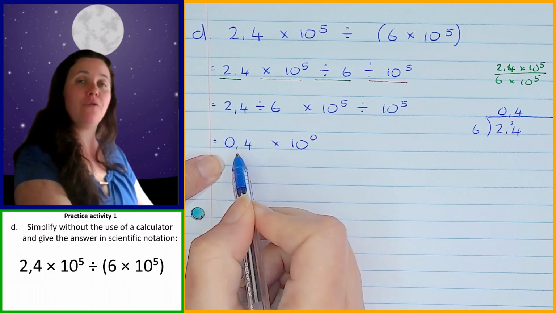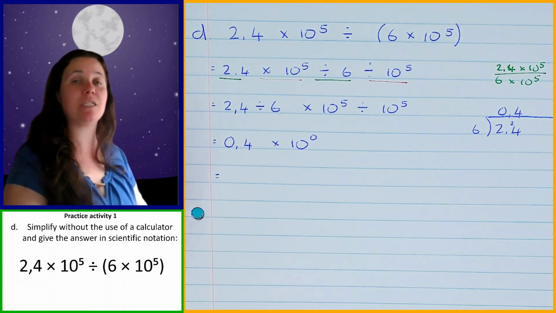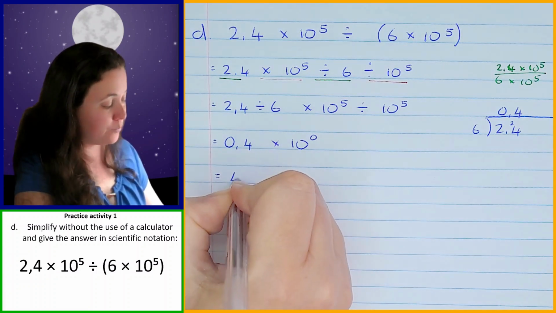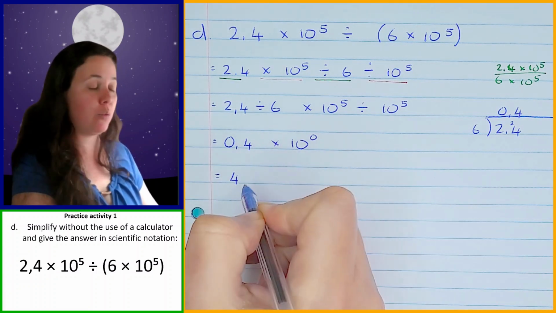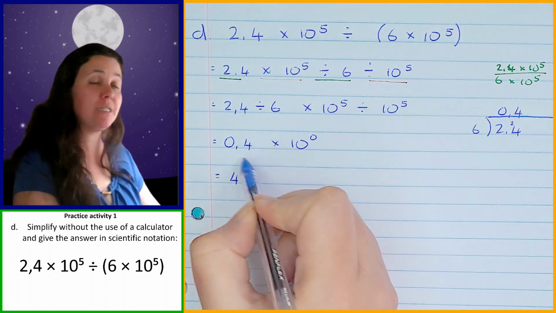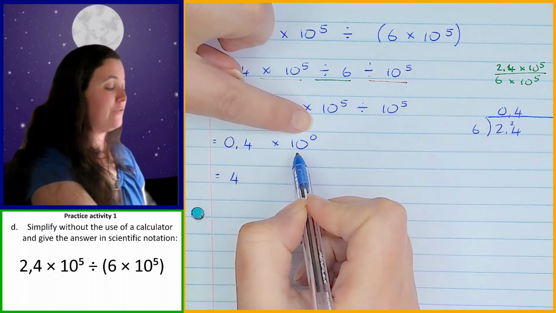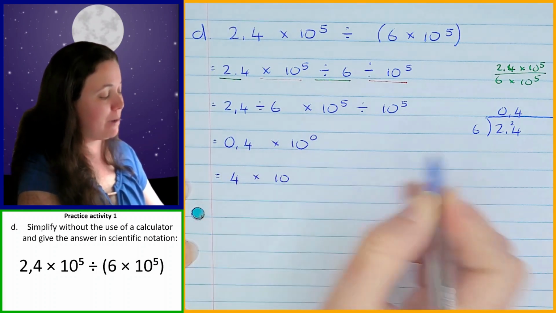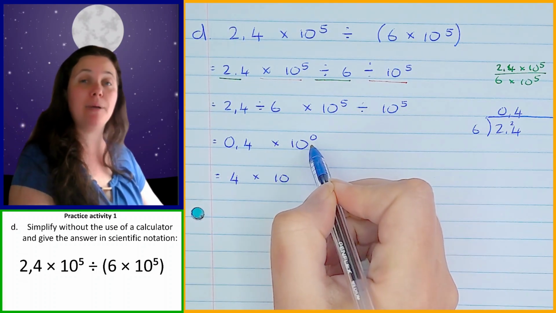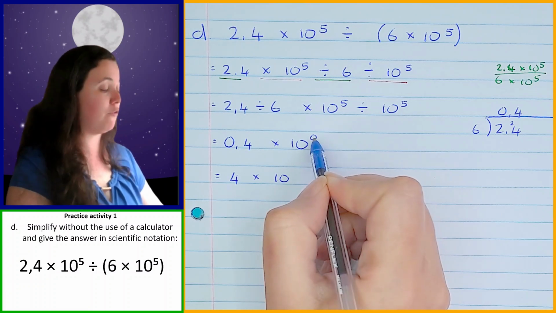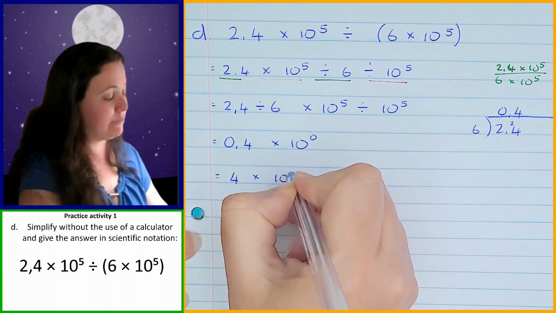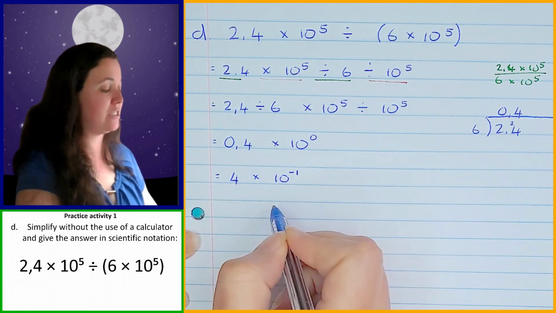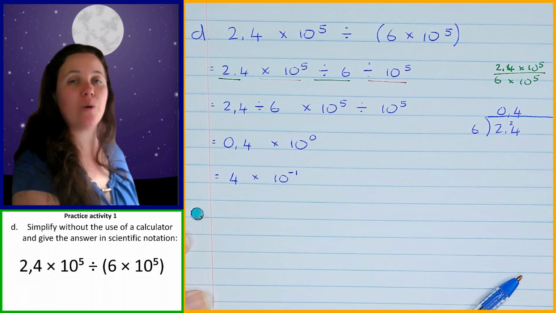But because 0.4 is not between 1 and 10, it is too small, I need to multiply it by 10, making it 4. So I'm moving my decimal point that way and making it 4. Because I'm multiplying by 10, I need to divide this by 10. So that's going to become 10 to the power of, and when I divide by 10, I'm subtracting 1 from my exponent. So 0 minus 1 gives me negative 1. So that's 4 times 10 to the power of negative 1. That's what you should have got for question D.